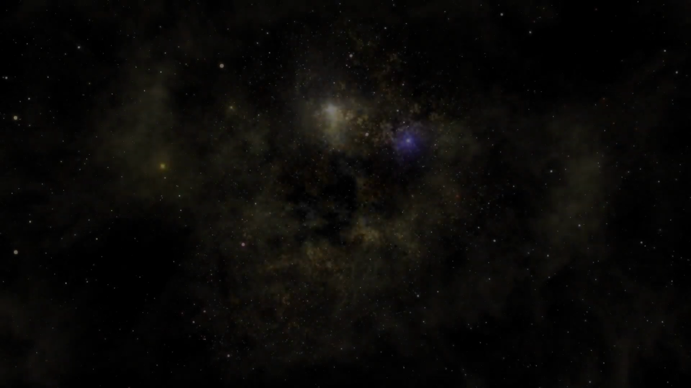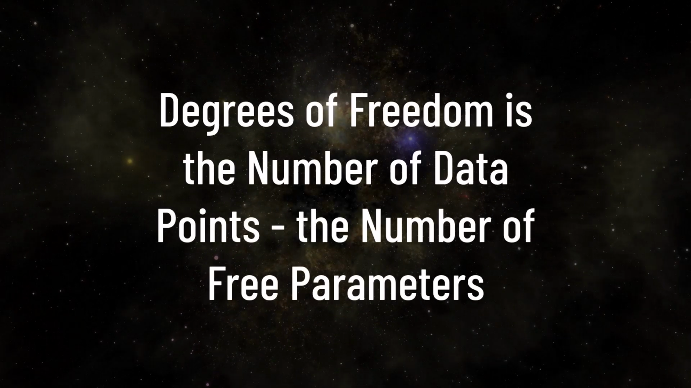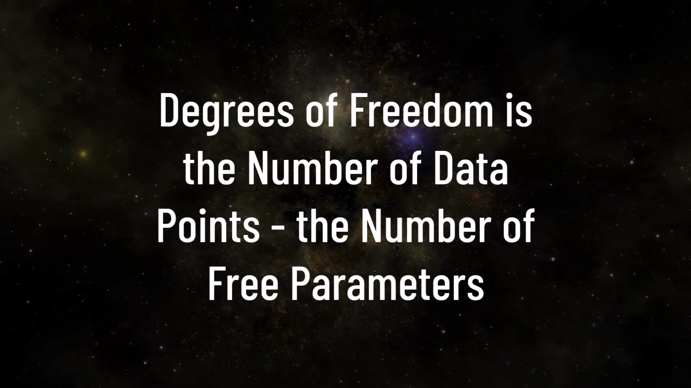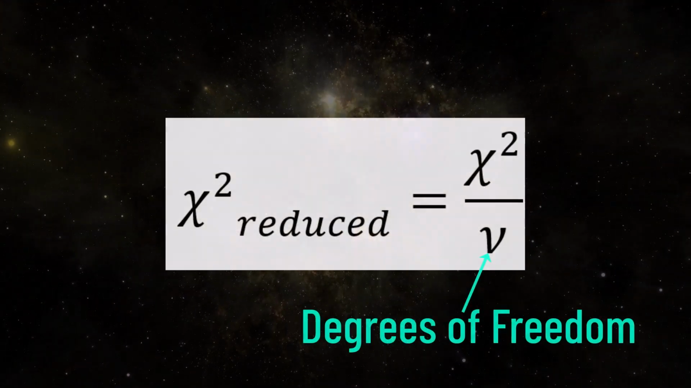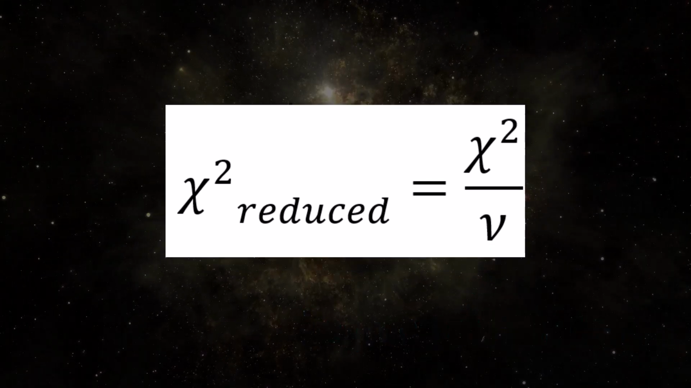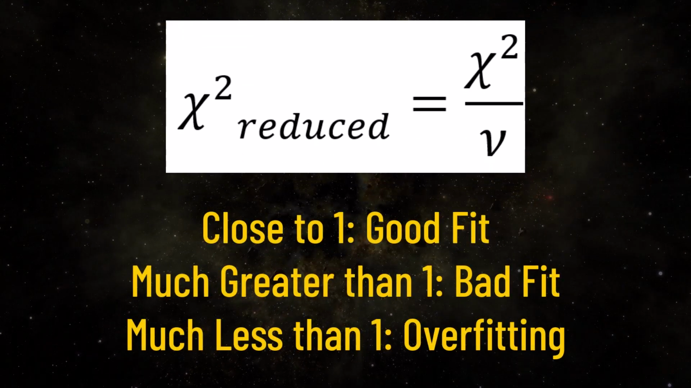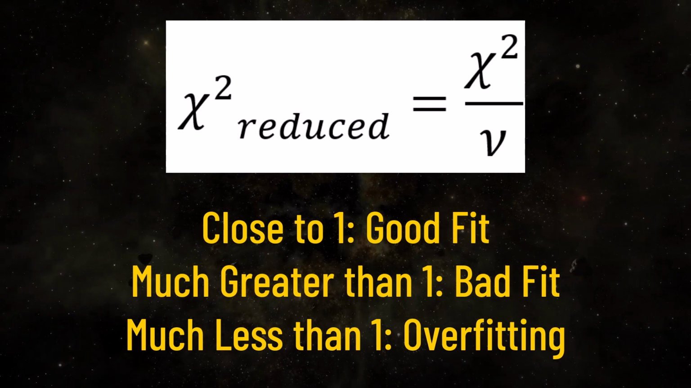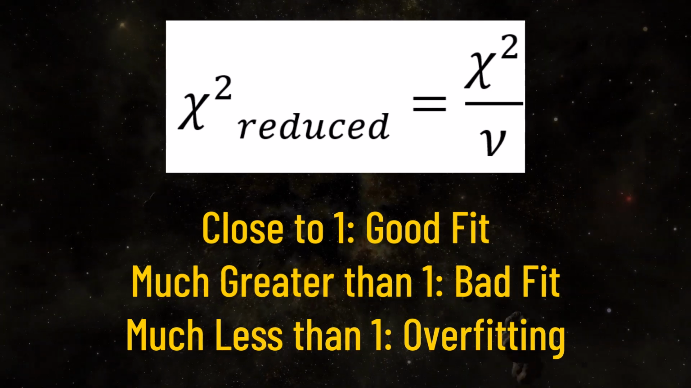The number of degrees of freedom is your number of data points minus the number of fitting parameters, and dividing the chi-squared by the degrees of freedom gives the reduced chi-squared. Then, if the reduced chi-squared is close to 1, we have a good fit. Much greater, and it's a poor fit, and much less implies overfitting, where the error may not be Gaussian or the data inappropriate for chi-squared.